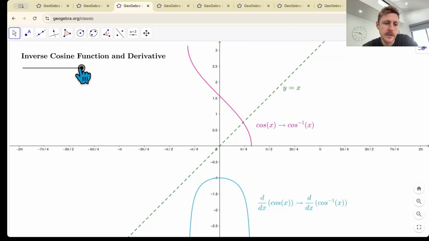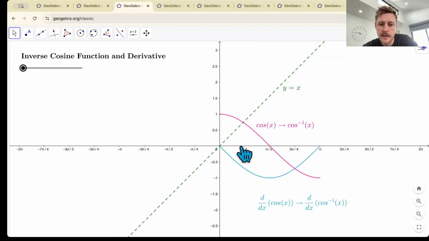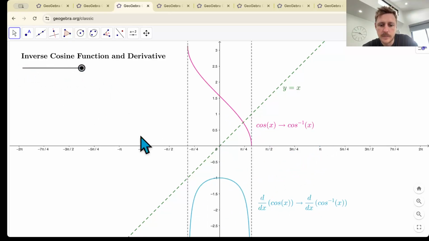And yeah, if we go back again, we can see that the derivative of cosine is negative sine, which is what we've got in blue here. And then that's going to be transformed to the derivative of cosine inverse. And so this is negative sine, and then this is the derivative of inverse cosine.